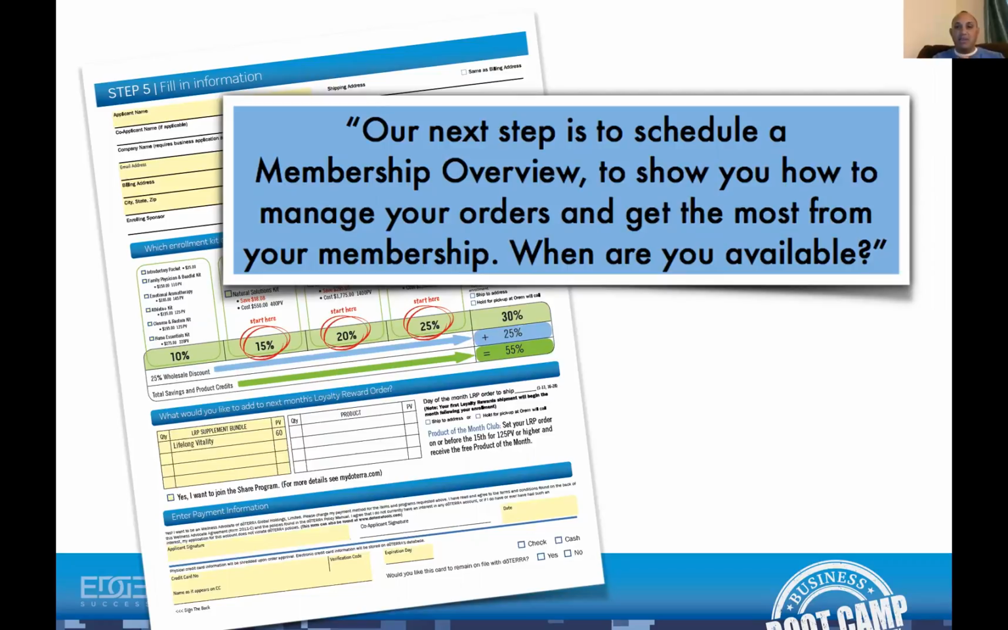Our next step is to schedule a membership overview to show you how to manage your orders and get the most from your membership. When are you available? Okay. If you don't schedule the membership overview while they're actually signing up, what do you guys think the statistics are of trying to get that membership overview even the next morning, or the following day? The statistics are pretty low that you're actually going to get something.